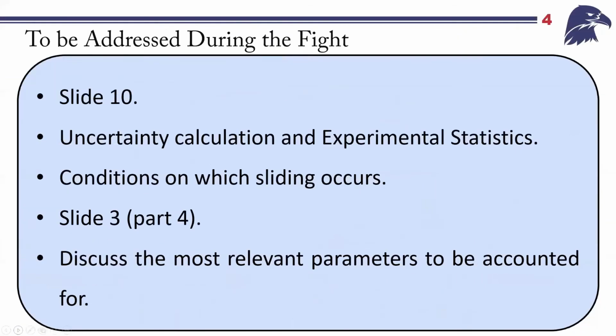All right, so to be addressed during the fight, I want to address slide 10, which is his comparison between theory and experiment, the uncertainty calculations in the experimental setup and statistics, and the condition on which sliding occurs, which is very important because his theoretical approach does not take that into account. Slide 3, part 4, I have a little issue with that, and we should discuss the most relevant parameters to be accounted for.